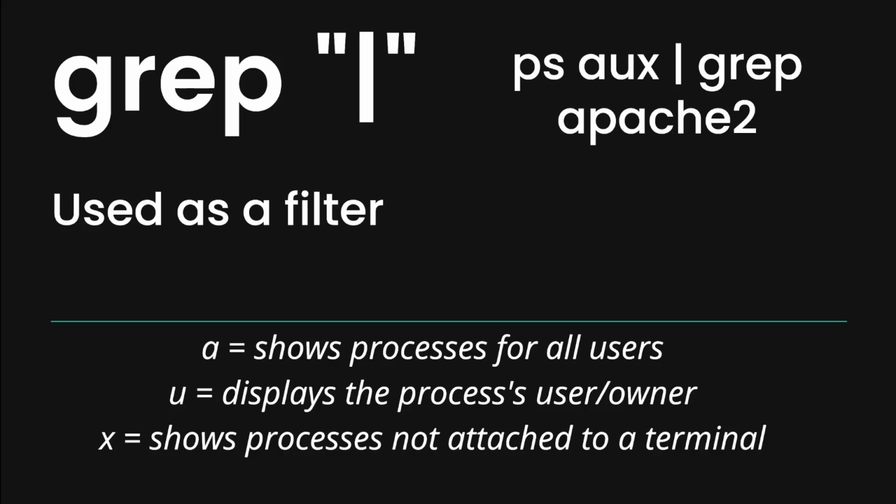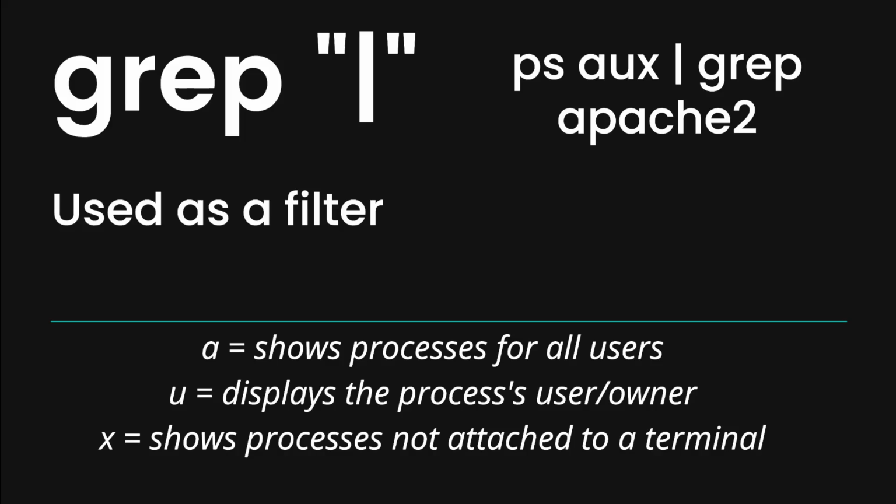And I just thought to add the definitions of this acronym over here. So the aux, for example, the A shows all the processes for all users. So whoever is currently owning a process that is running, whether it's an application or a user, it's gonna display all the processes. They will all be listed.